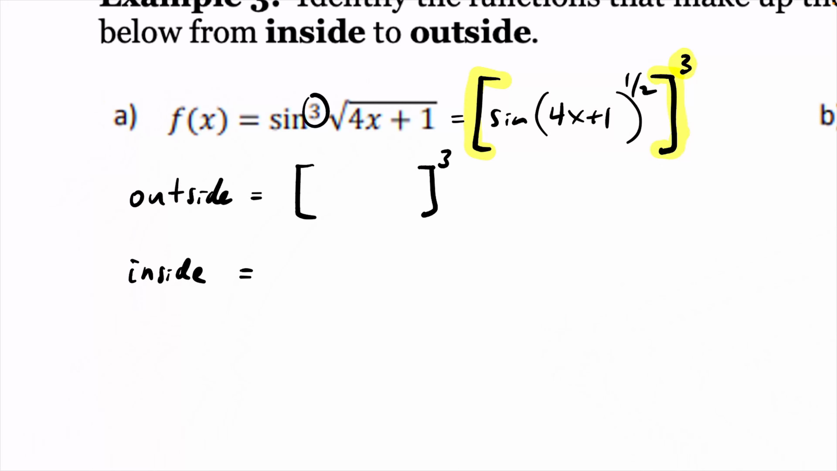What's the next layer? Actually, this one has 4 layers. Okay, so what's the next layer? Sine. Sine's the next layer. Sine of something.